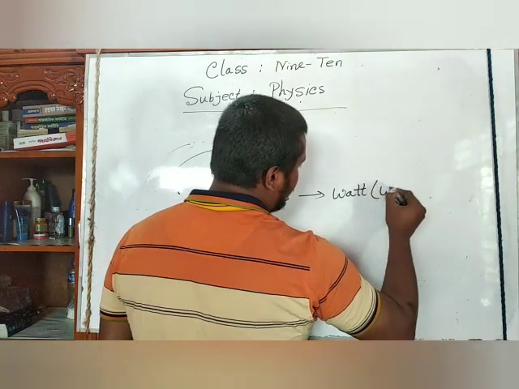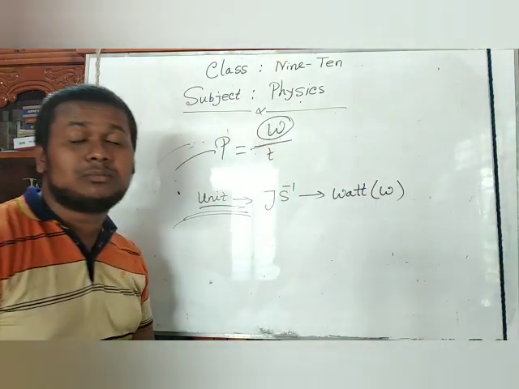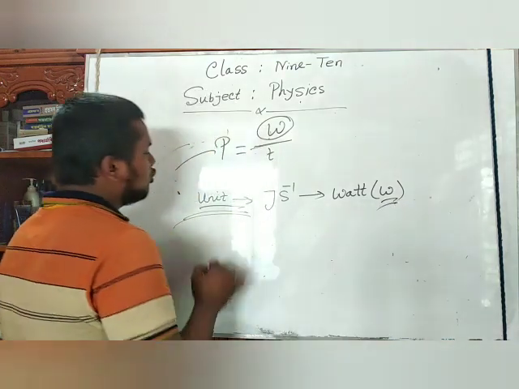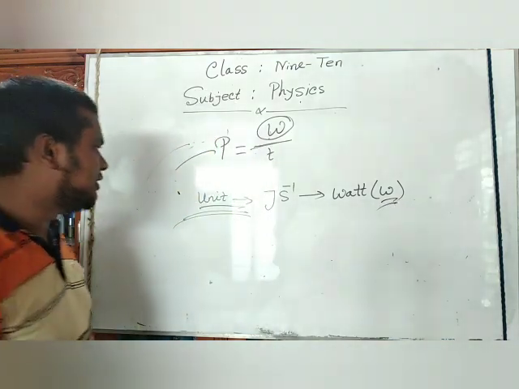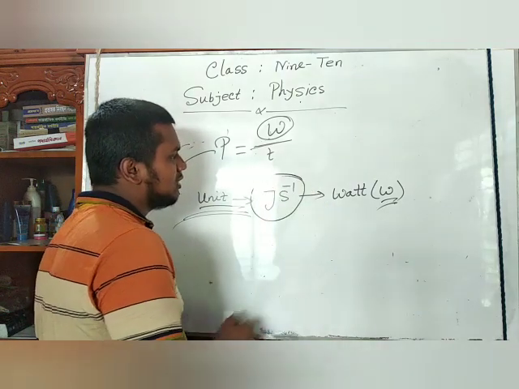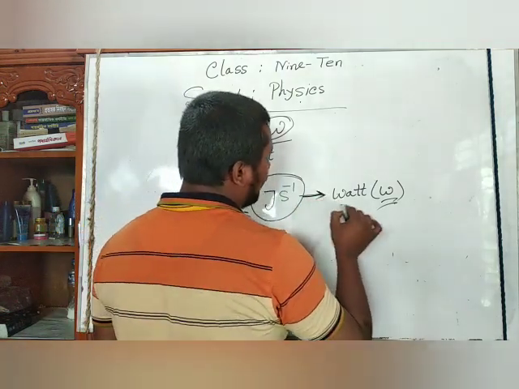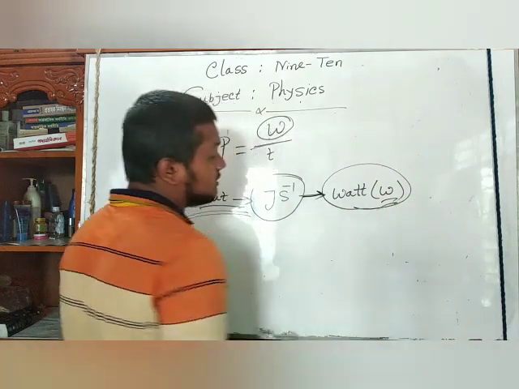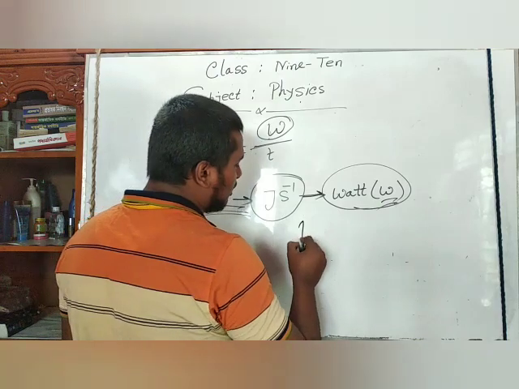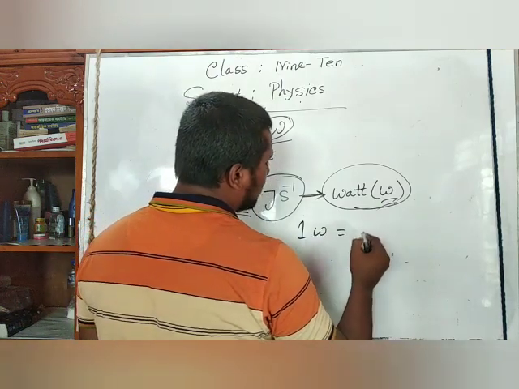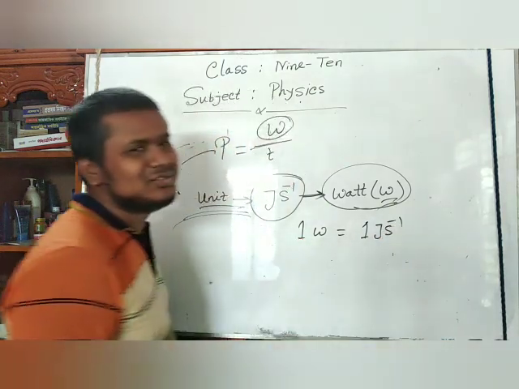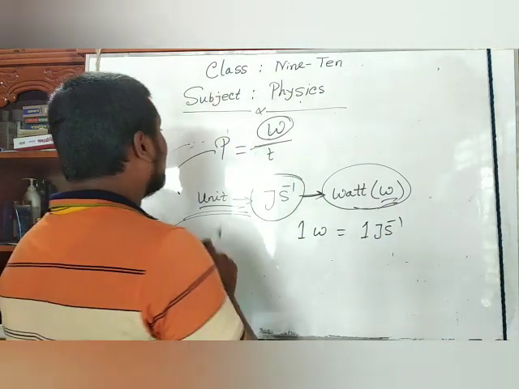That means W. It is also denoted by W, watt. So we say that the unit joule per second and the unit watt are the same. That means we say that 1 watt equals 1 joule per second. So dear students, this is the unit of power.